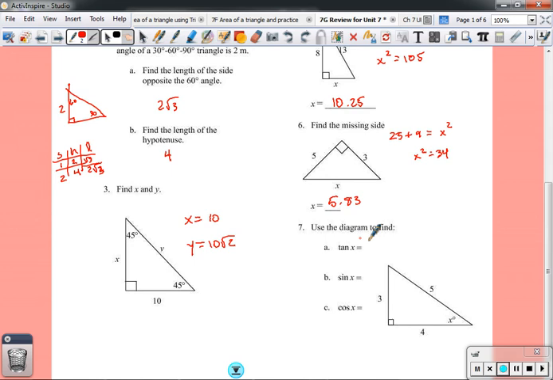Use the diagram to find the answer. This is a question that's just asking for the ratios. We're not asking for x. It doesn't say solve for x. It just says find the tangent of x.